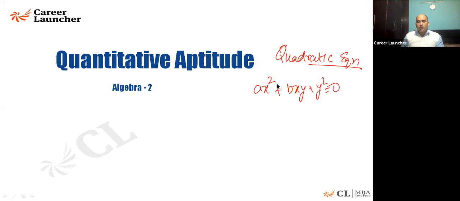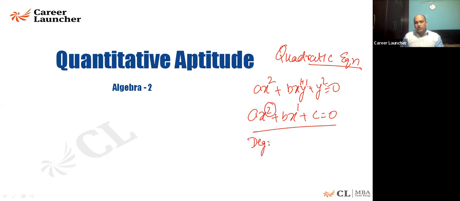Here, what is the power of variable x? It is 2. Here it is 1 plus 1, which is 2. Here also it is 2. Even if I write it this way, the degree is 1, the degree is 0 here. So the highest possible power of variable x is 2. I'll say the degree of the equation is 2.